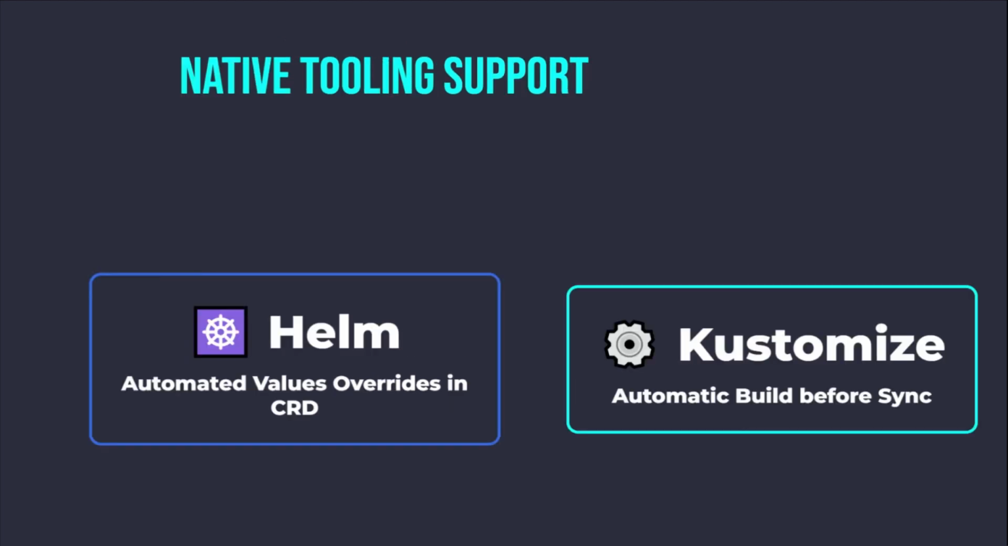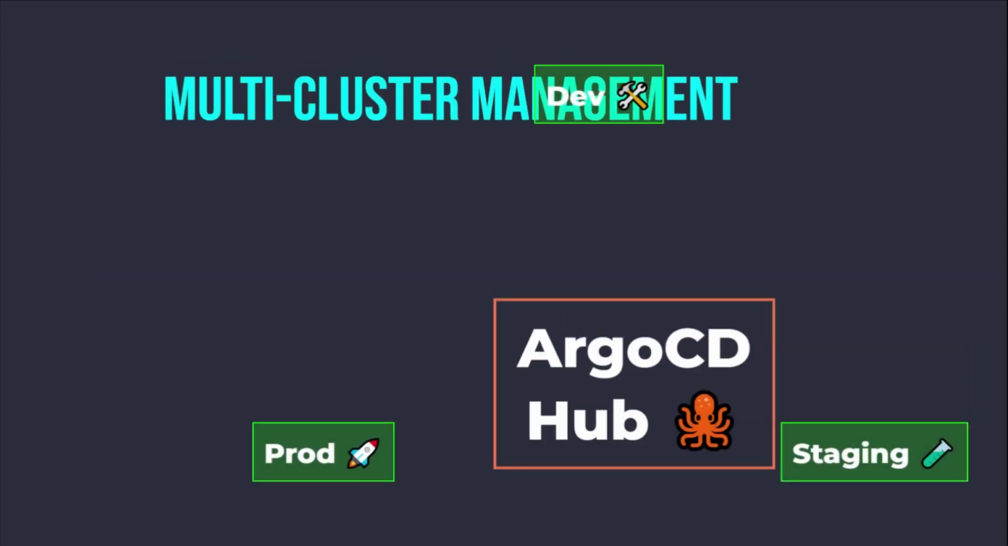For Kustomize, simply point the spec.source.path to the directory containing the kustomization.yaml file. ArgoCD automatically executes the Kustomize build process before applying the resulting manifests to the cluster. This integration allows complex, parameterized deployments to remain fully declarative and managed through Git.